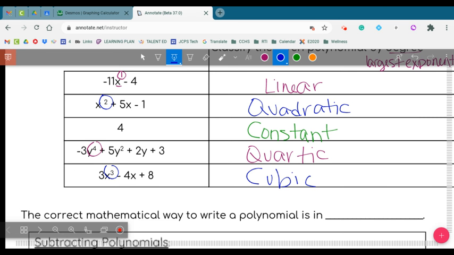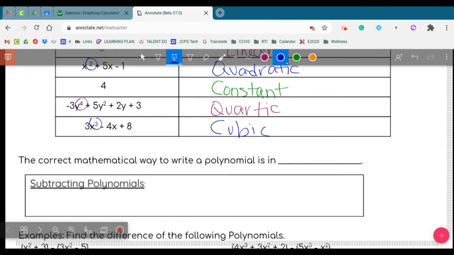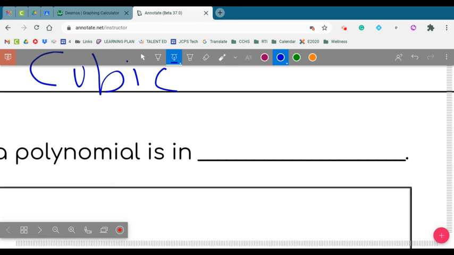Hopefully you guys are getting a good understanding. You will have a word bank, but they will not be in order, so keep that in mind. The correct mathematical way to write a polynomial is in standard form. This means biggest exponent to smallest exponent.